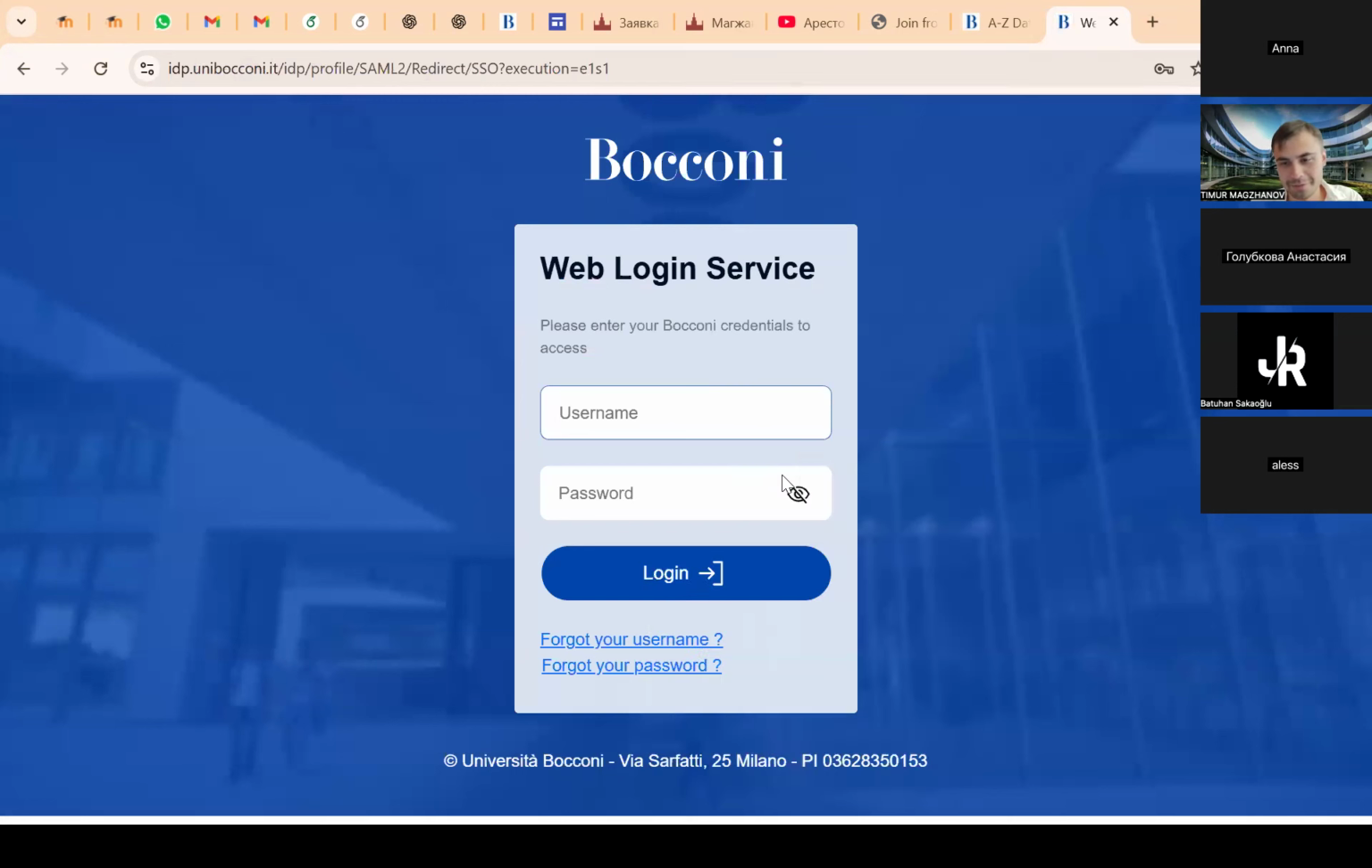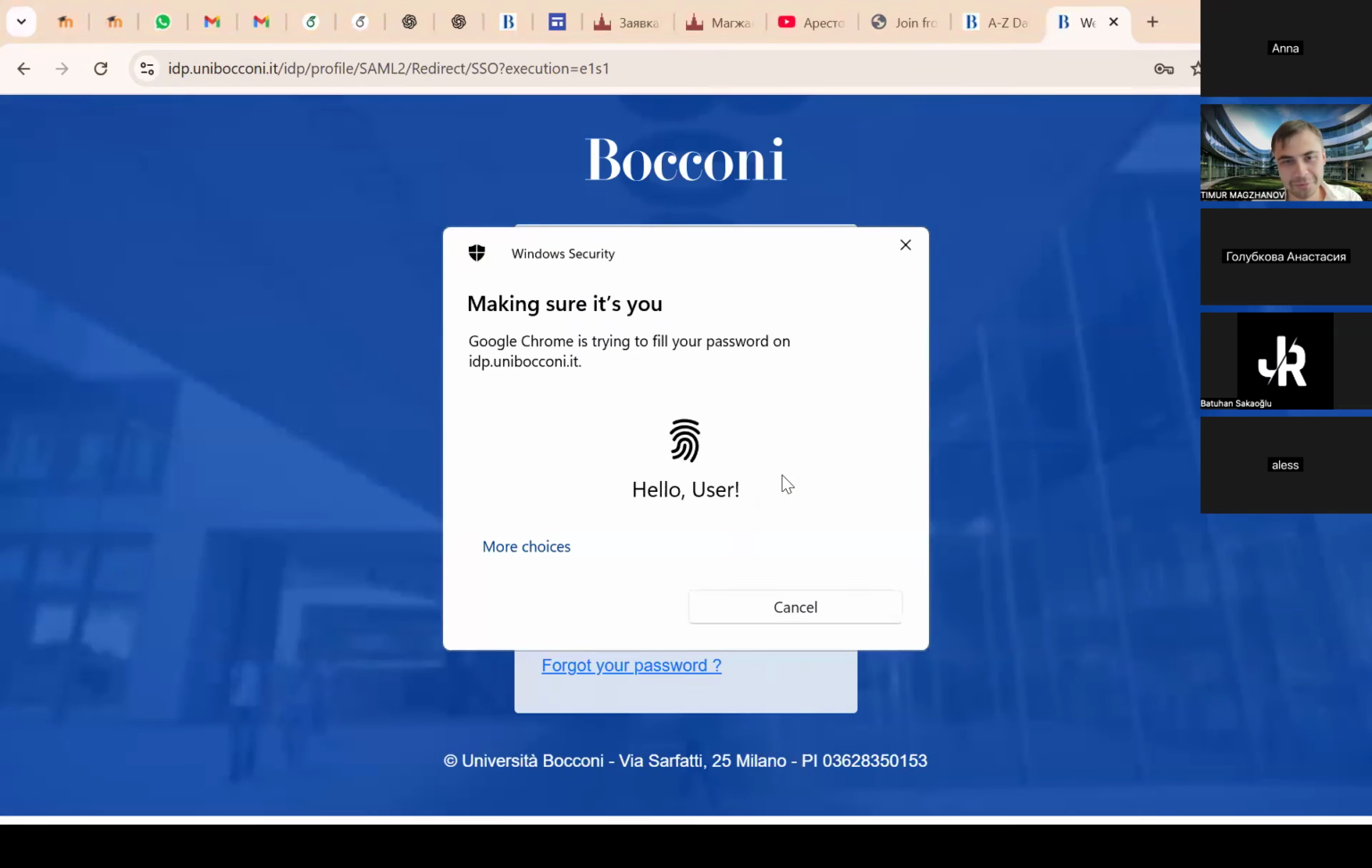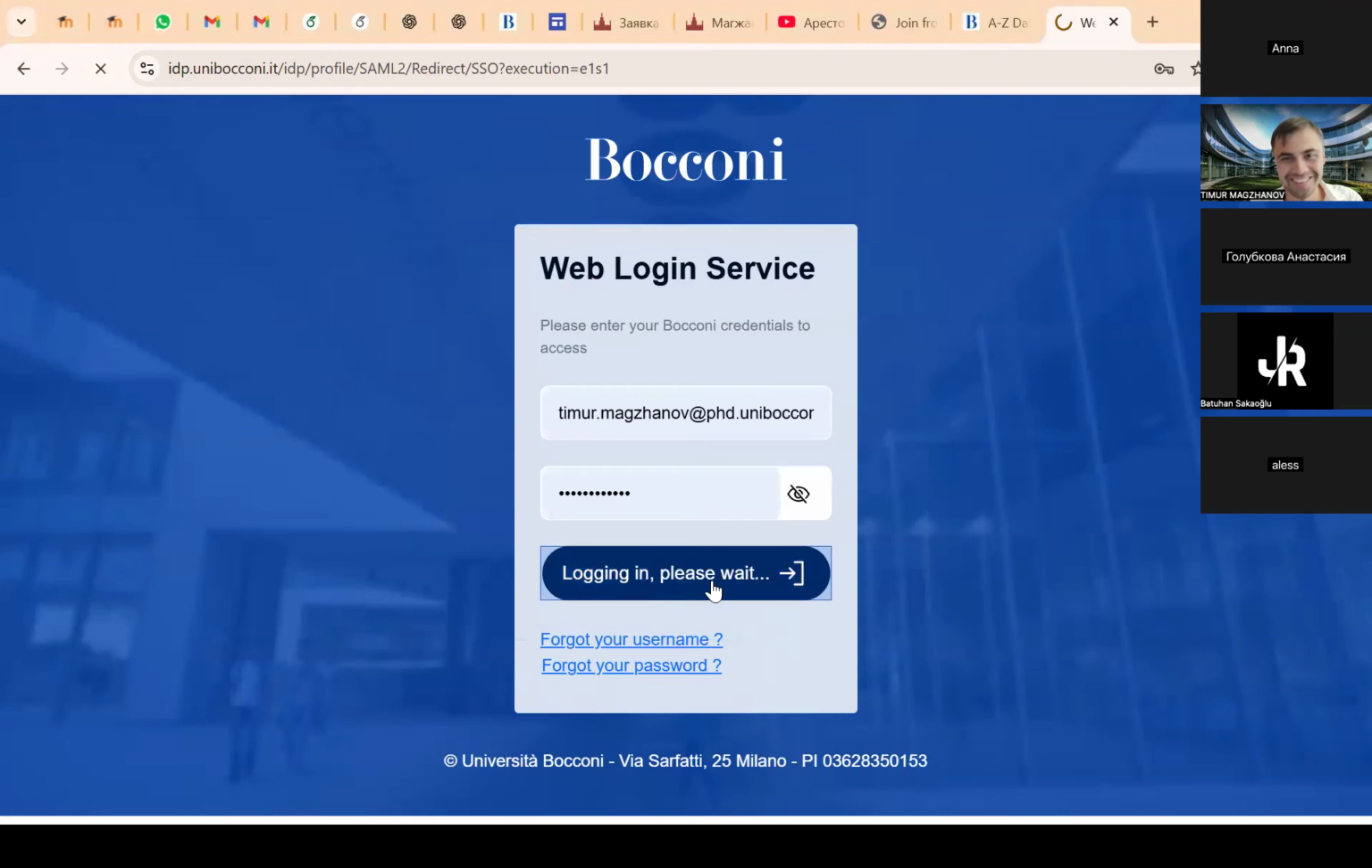All right, like that. You will not see the password. Okay, good. Nice. All right. Let's see whether it's open. I think it should be.